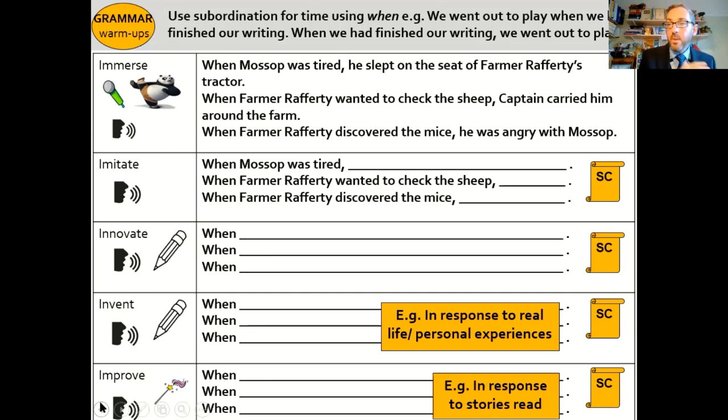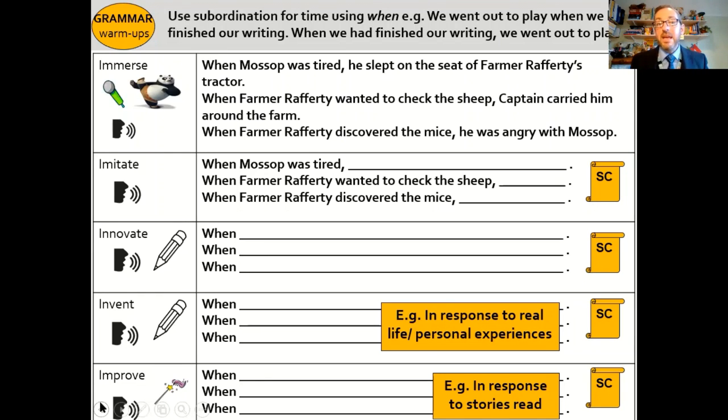On Tuesday, we are imitating the sentence. So we're going to start with "When Mossop was tired..." and it's a bit like blankety blank. So we're going to go, "When Mossop was tired," and then it's blank, and the children have to fill in that blank. Okay. So obviously, if you're using sentences related to the story and you've read part of the story, they can apply it within that context.